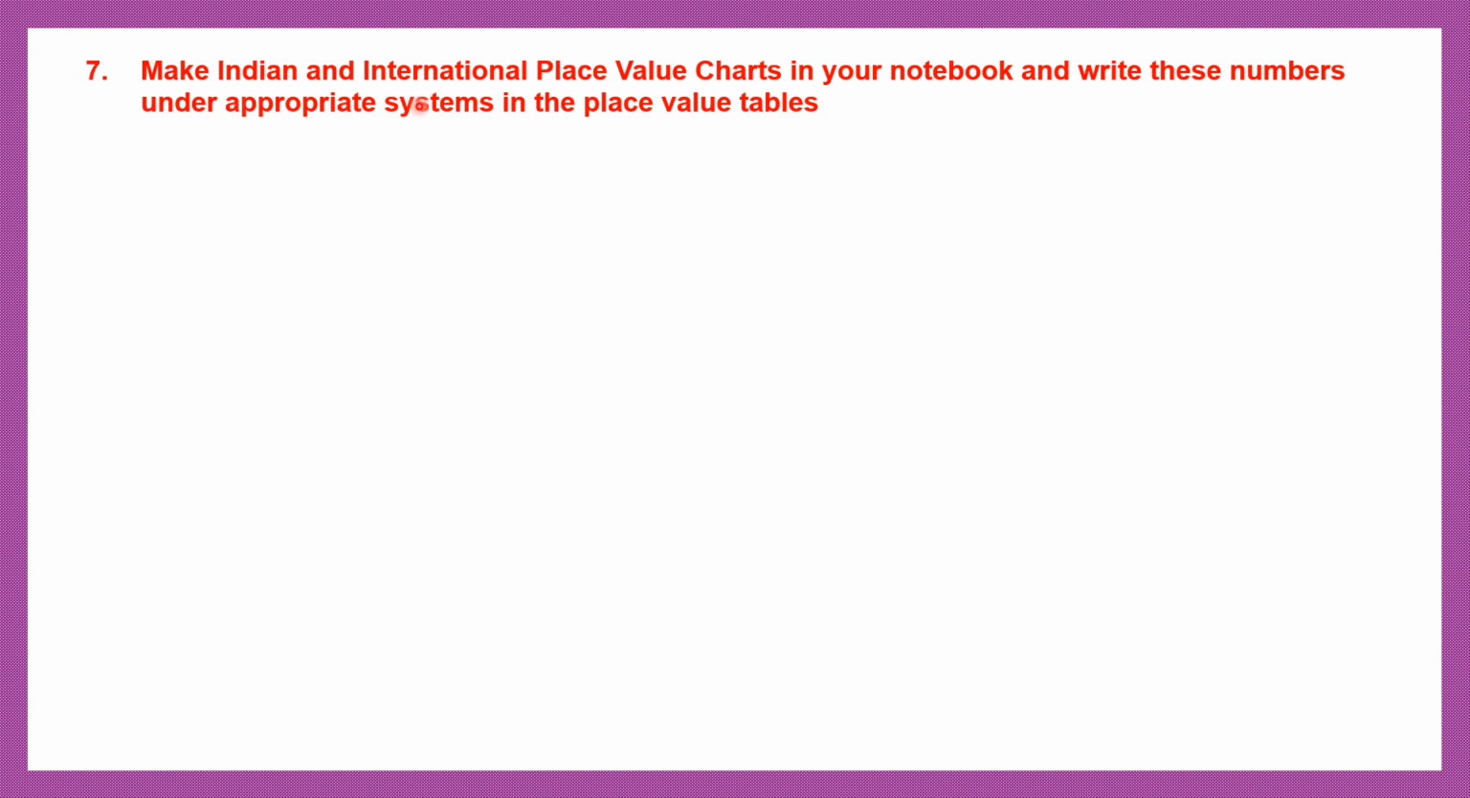Question 7. Make Indian and international place value charts in your notebook. So we have to make 2 charts. One should be the Indian place value chart. The other one should be the international place value chart. And numbers have been given to us. We have to write these numbers under the appropriate systems in the place value table.